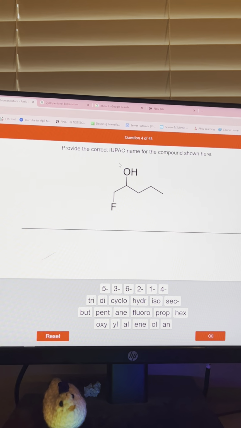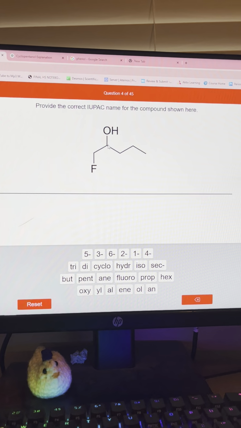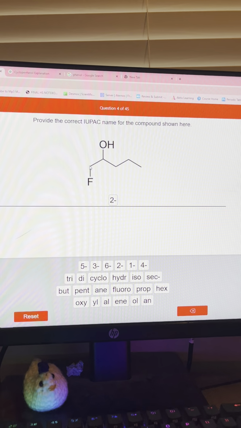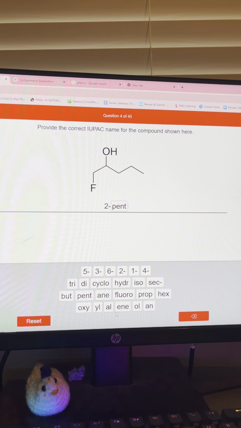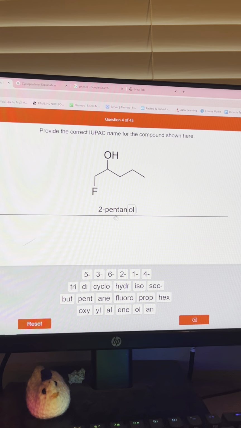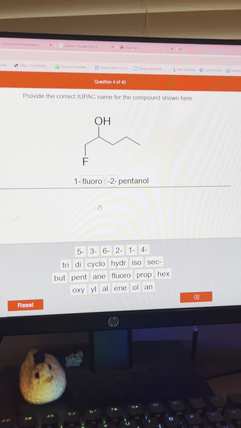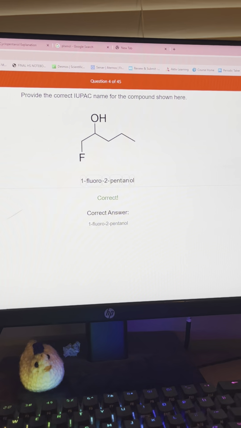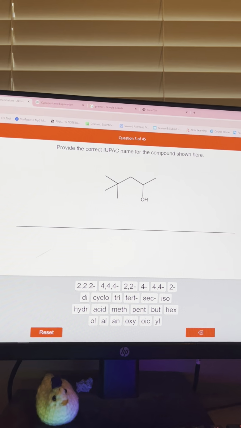Next, we have this. So start here. We have 1, 2. So we know 2 is where alcohol is, and it's 1, 2, 3, 4, 5. So that's pentanol. But we have to include this fluorine. The fluorine, remember, if we include any of the halogens, it's fluoro, like that.